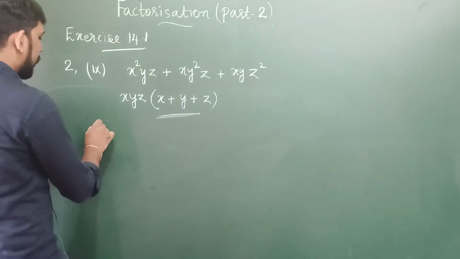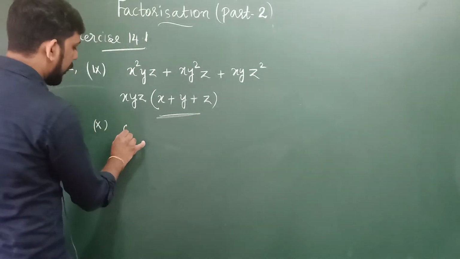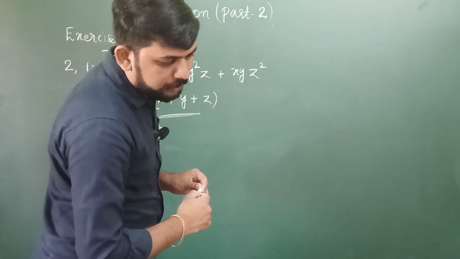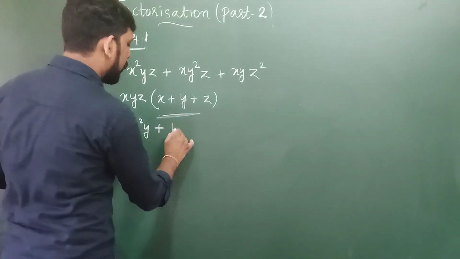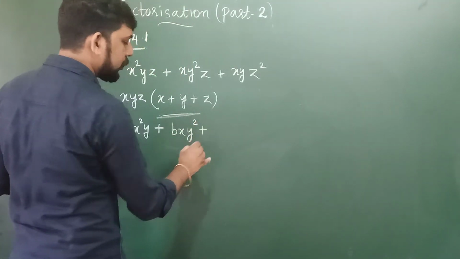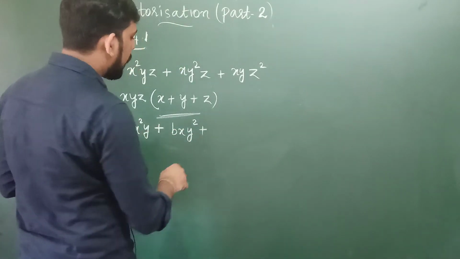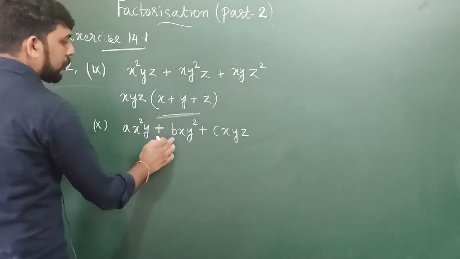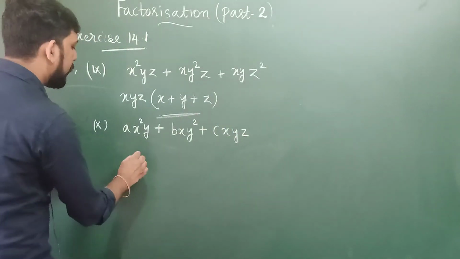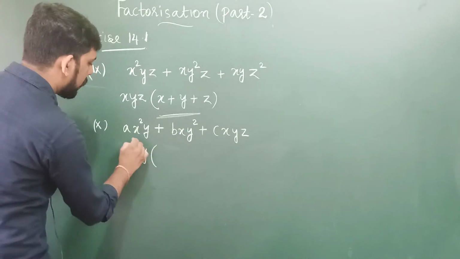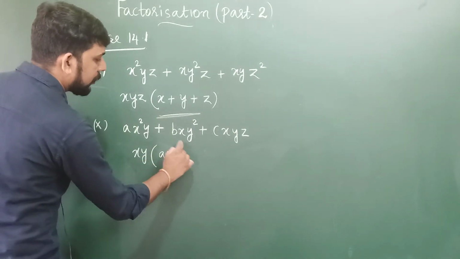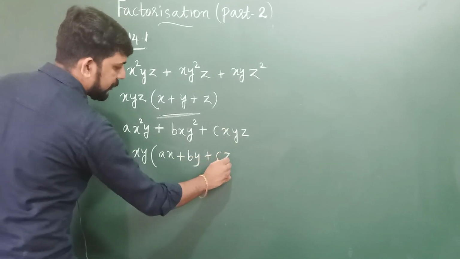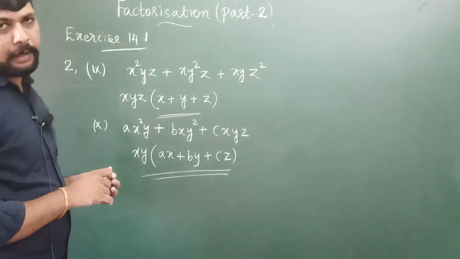ax square y plus bxy square plus cxyz. Okay, listen. xy is common, right? Take outside xy. So ax plus here by plus here cz. Okay, this is the final answer.